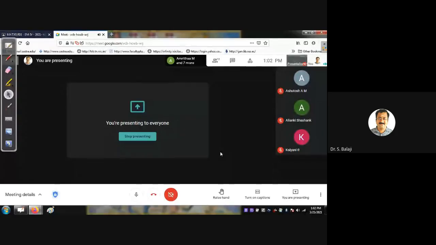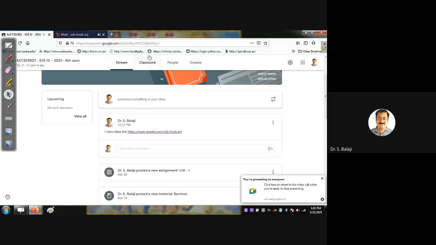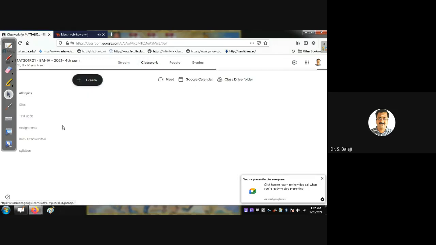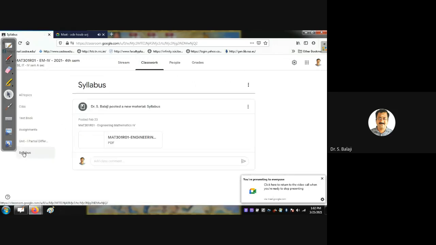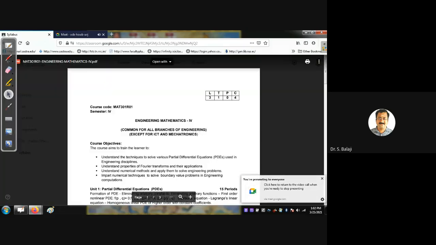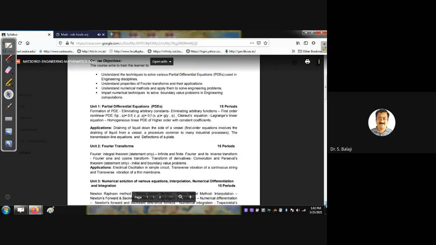Transform. Okay? Fourier transform and the related problems here. When you concentrate on the Fourier transform technique, you will see what the syllabus is.